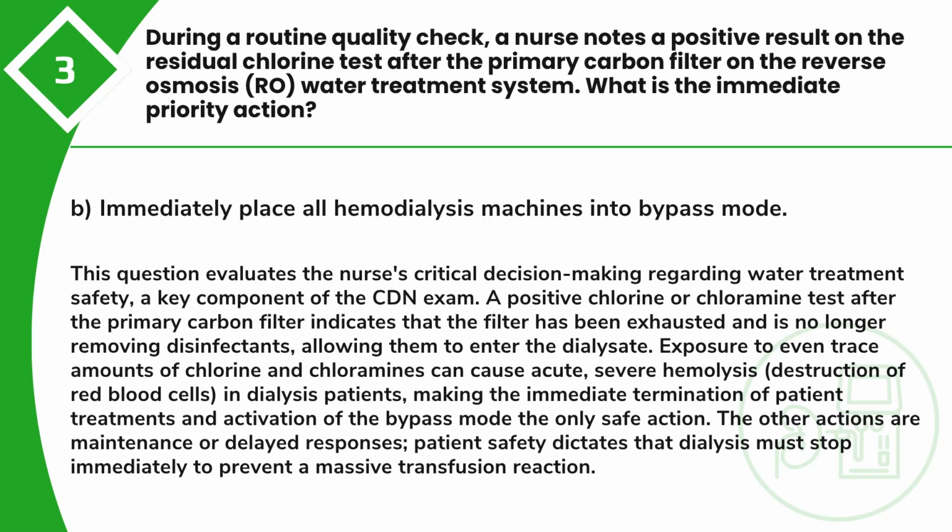Exposure to even trace amounts of chlorine and chloramines can cause acute, severe hemolysis, destruction of red blood cells in dialysis patients, making the immediate termination of patient treatments and activation of the bypass mode the only safe action. The other actions are maintenance or delayed responses. Patient safety dictates that dialysis must stop immediately to prevent a massive transfusion reaction.